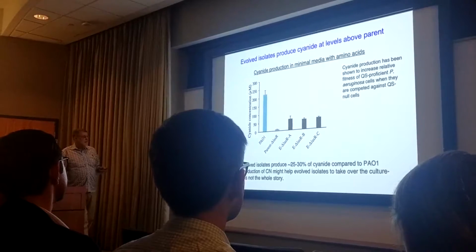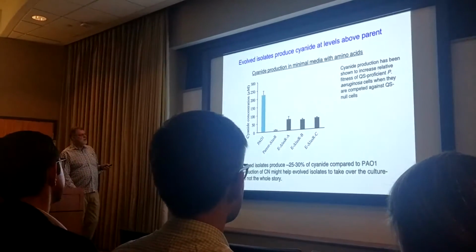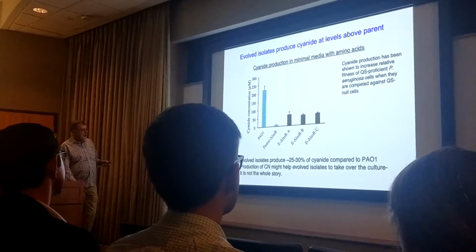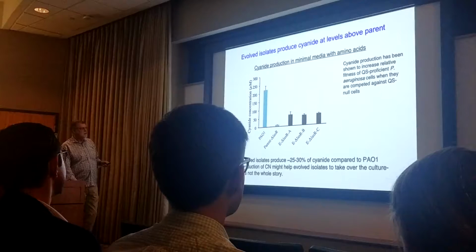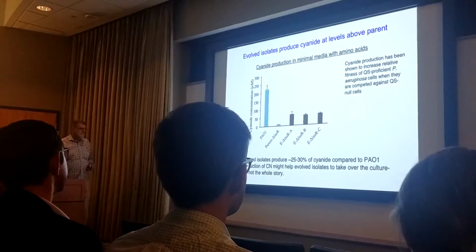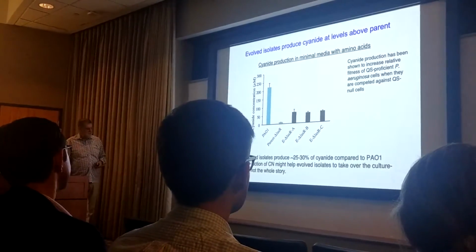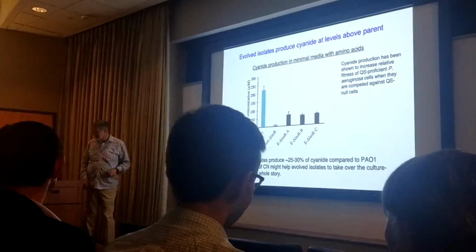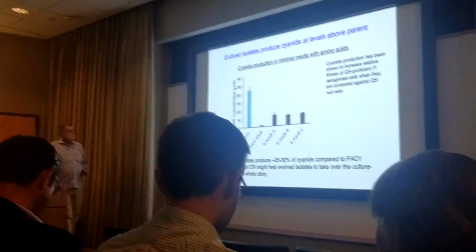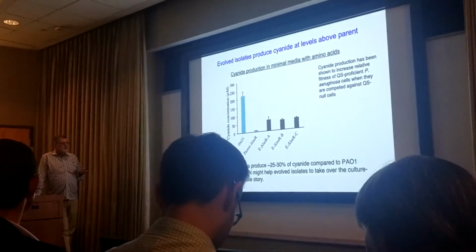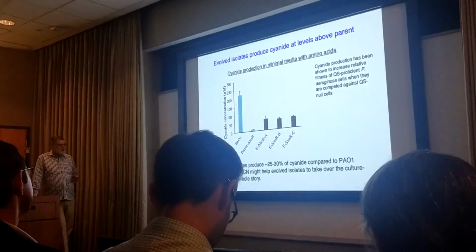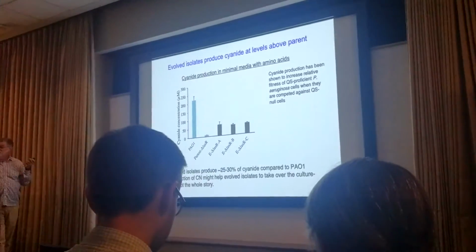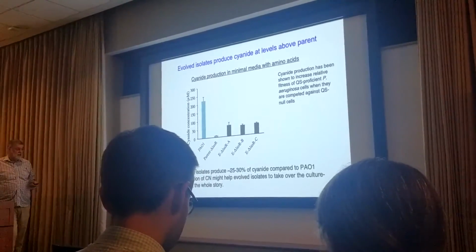And they make cyanide. So here's cyanide production by wild type PA01. Here's the LasR mutant, and here are 3 evolved strains. And I have to peek at the next slide because I can't remember what's on. So they produce cyanide, and they can fleece RhlR cheats, but the whole story isn't cyanide.